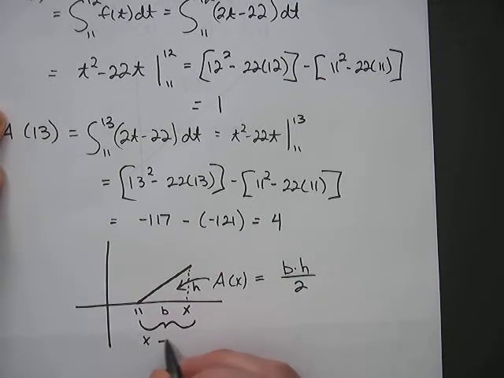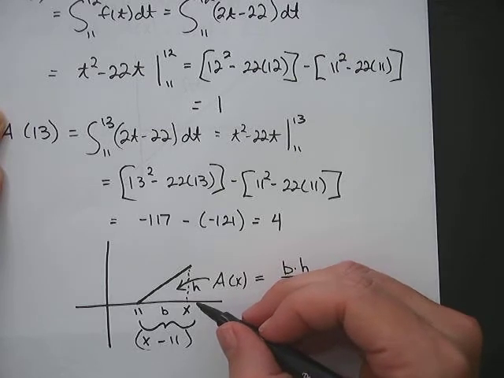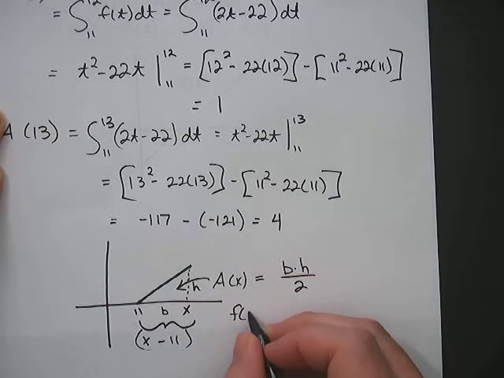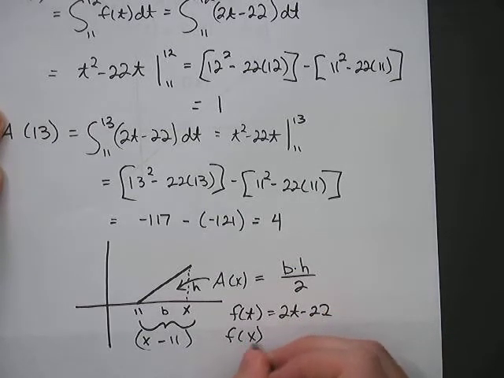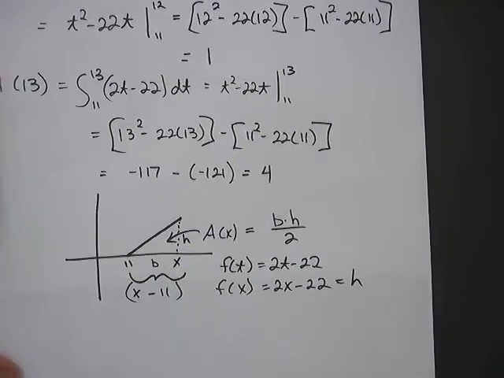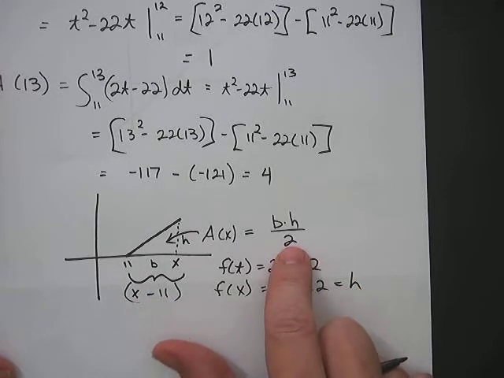To figure out b, what is that distance? Well, that's going to be x minus 11. The distance between two points on a line is the bigger one minus the smaller one, so x minus 11. What is the height of this thing? Well, we need to plug x into the function f of t. Remember, f of t was equal to 2t minus 22. So if we plug in x, f of x is simply 2x minus 22. That's the height. Remember, we're not getting an actual number here because we're just plugging in an x, not a number. So we have the base, we have the height, and we're going to divide that by 2.